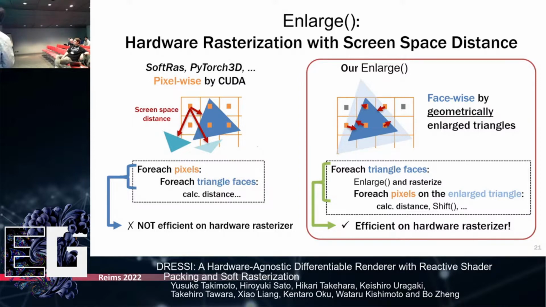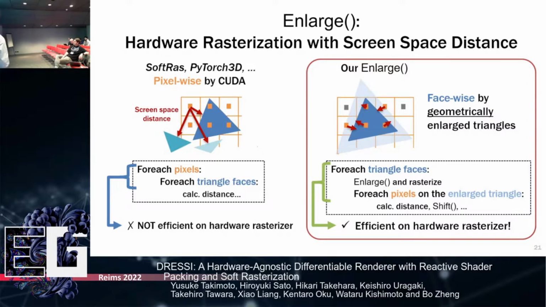All existing methods implement something like this. From all pixels, check all triangle faces and calculate distance, etc. So the outermost loop is over pixels. This computation is not efficient on a hardware rasterizer. On the other hand, our enlarge process computes in a face-wise manner by geometrically enlarging triangles.